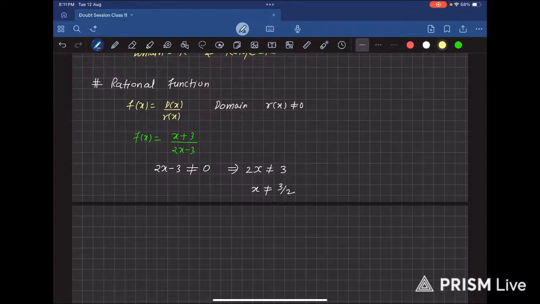So how do I write the domain here? तो आपको ऐसे एग्जाम में लिखना है कि डोमेन विल बी इक्वल्स टू ऑल रियल नंबर माइनस 3 by 2. This will be the answer for domain.